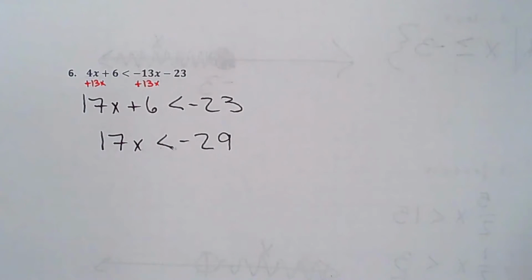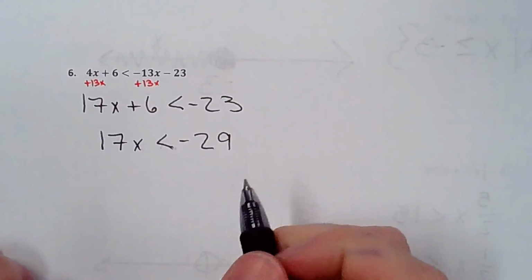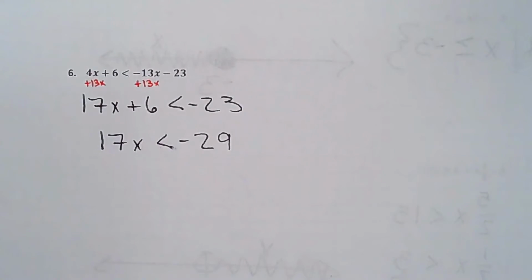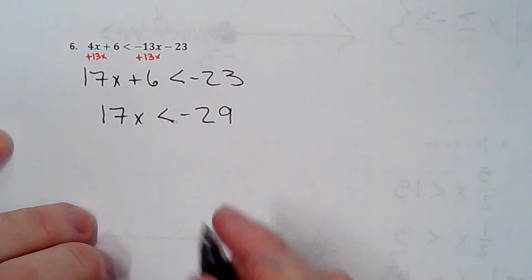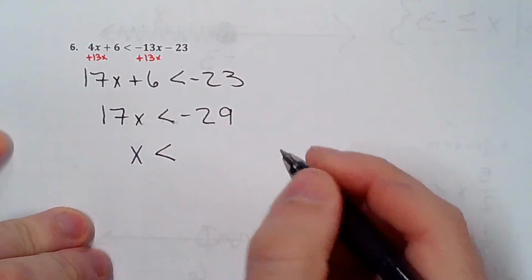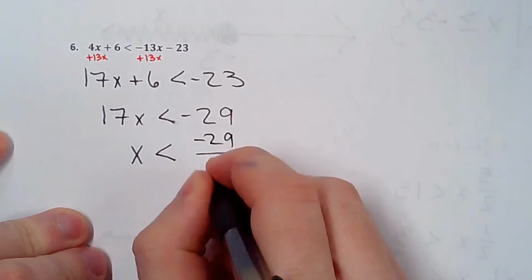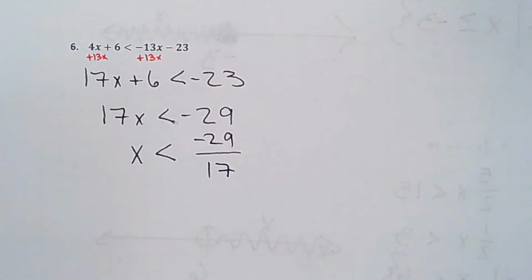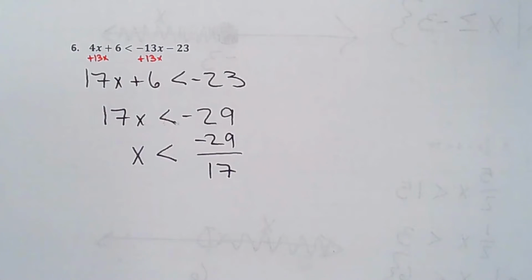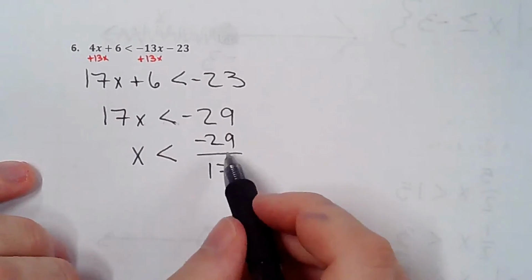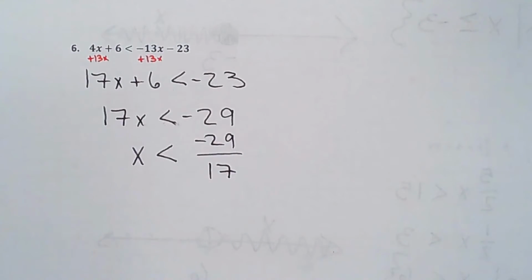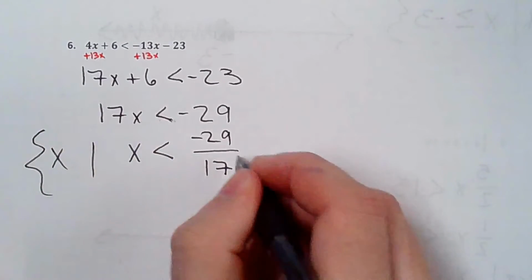Right? So now, I need to divide by 17, right, to separate it from the x. Separation is division. Division is divorce. So x is going to be less than negative 29 over 17. When I divided by 17, did I divide by a positive or a negative 17? A positive. So do I need to flip the sign? No. Again, that's gross looking, but who cares? We're done. There's the answer.